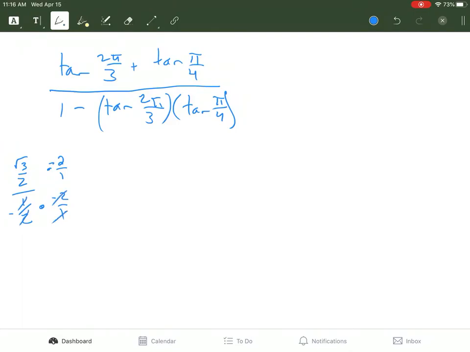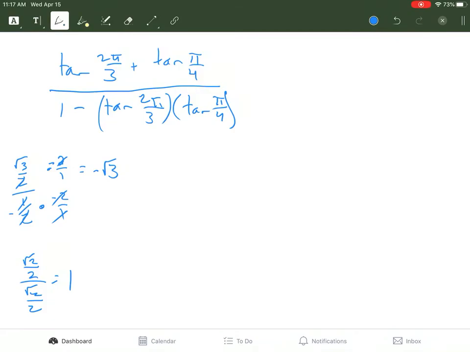Okay, all the stuff here on the bottom will cancel. The 2's will cancel and we're left with negative root 3. All right. For pi over 4, we're going to get root 2 over 2 divided by root 2 over 2, which gives you 1. So we can now put these values into our equation.